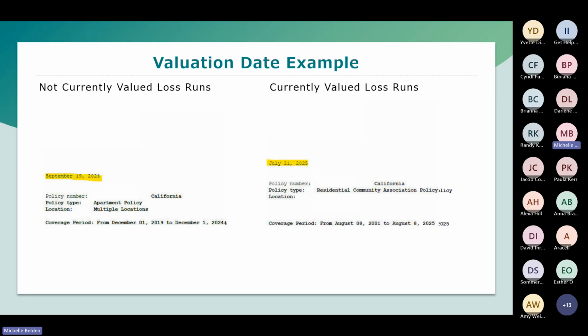Like I said, most carriers are 60-day evaluation. Some are 30, some are 45, some are 90. It really just depends. But for us, on average, we're looking for loss runs to be valued within 60 days of the effective date.